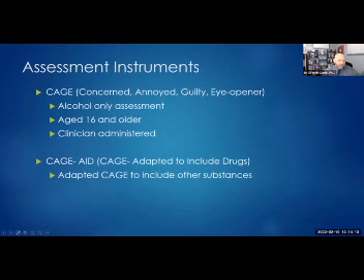So it's stuff that's much more difficult for people to be dishonest about, for people to cover up, or some of those physical behaviors. So the CAGE-AID is the new version of the CAGE that's just adapted to include drugs. It has the exact same requirements, age 16 and older. This is alcohol and other substances, and it is also clinician administered.